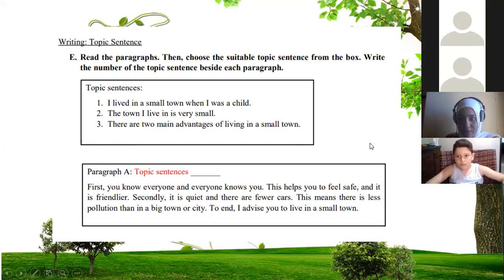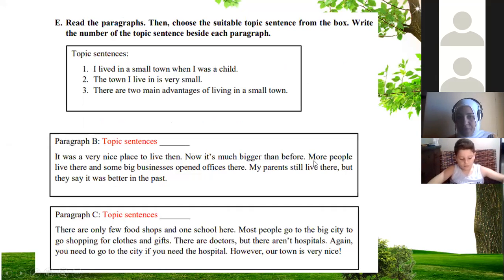The first one is 3. Excellent. You see the difference, Ali? Look here. Here he talked about the advantages of living in a small town, not that he's living in the small town. He said first, secondly. So here he specified 2 advantages. So that's why we have to say number 3 is the suitable topic sentence.